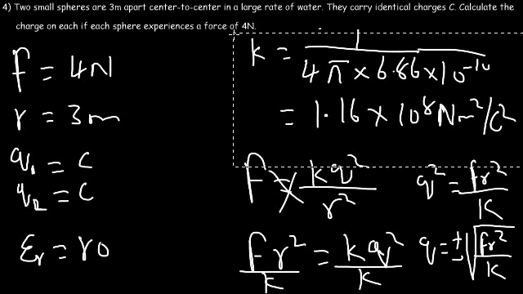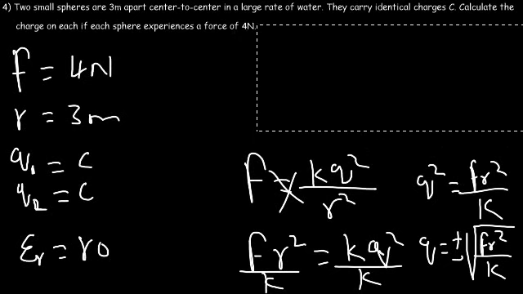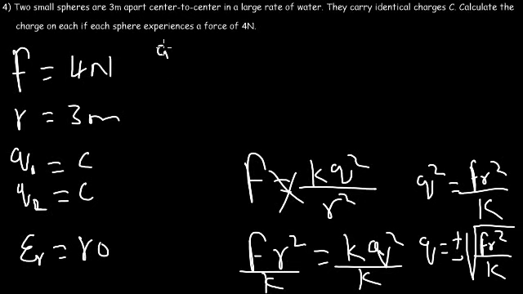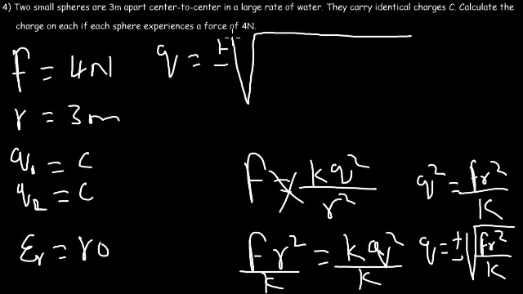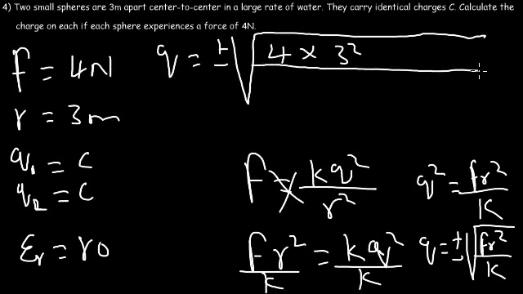So let me begin the substitution right away. Q will now be equal to plus or minus the square root of F. F is 4. Then multiply by R squared. R squared, that's 3 squared, that's 9. Divided by the value of K. K is 1.16 times 10 to the power of 8.